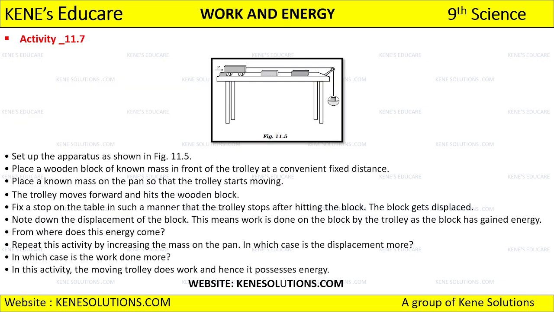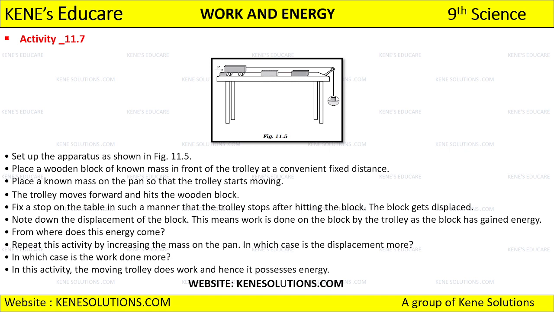Then after this we have 4 different activities as well. See, what you need to do is set up the apparatus as shown in figure 11.5. You need to place a wooden block of known mass in front of a trolley at a convenient fixed position. Now I know you might not have a trolley, right? But just imagine that you are placing a wooden block of known mass. So you know the mass of that wooden block and you're placing that in front of the trolley.